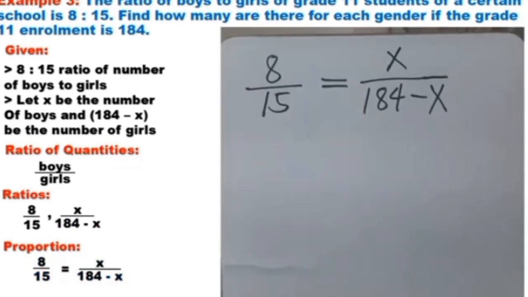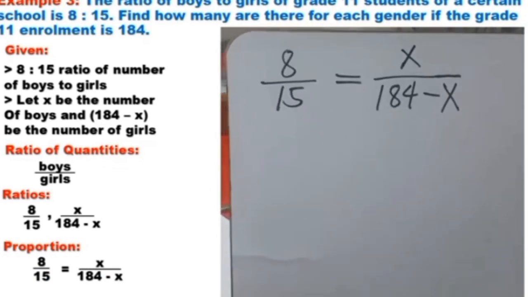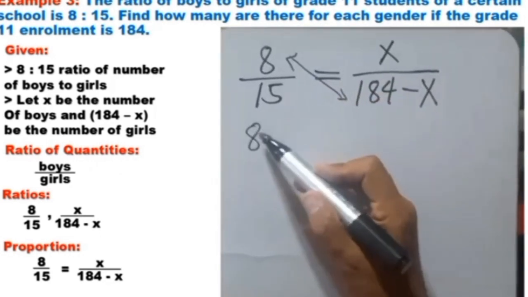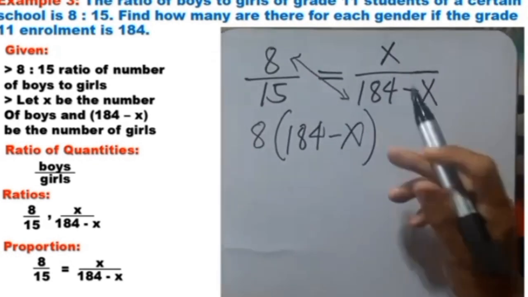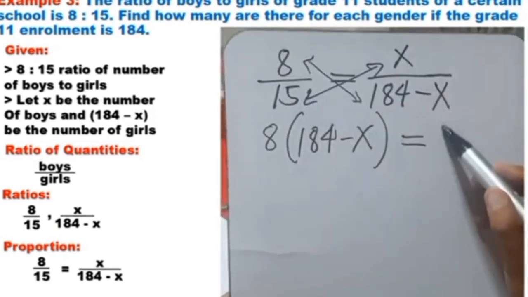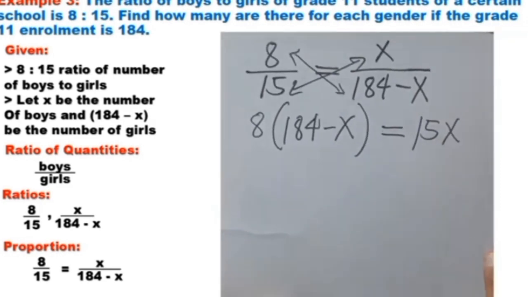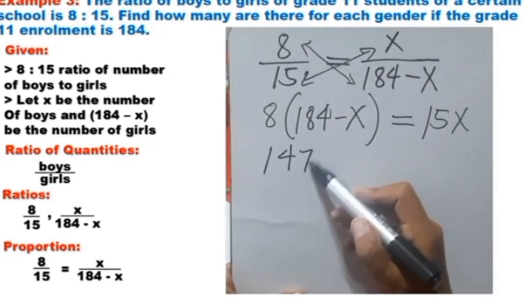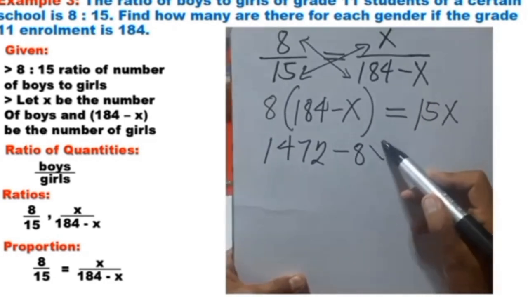To solve the proportion 8/15 equals X over 184 minus X, we use cross multiplication. We have 8 times 184 minus X equals 15X. Apply the distributive property to remove the parentheses. So 8 times 184 is 1,472. 8 times negative X is minus 8X.